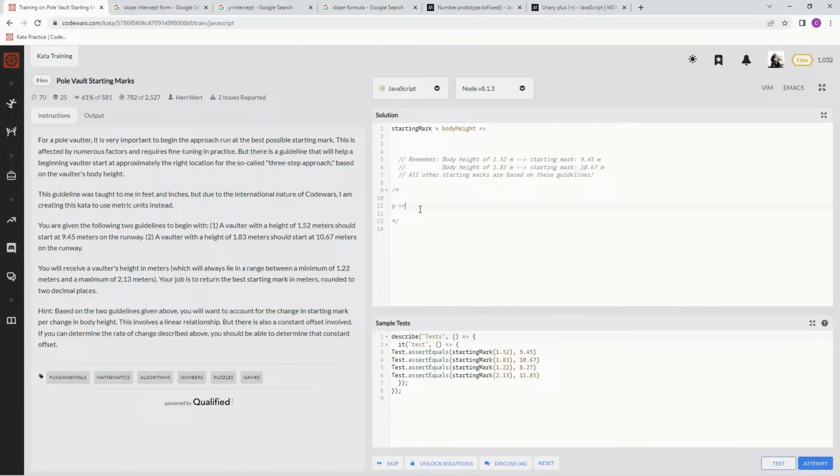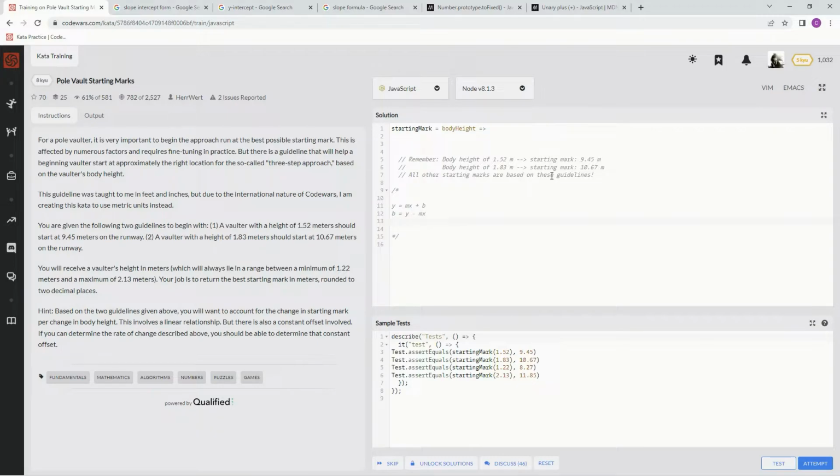Y equals mx plus b. And we're going to need to find this b because we don't have it. So also b equals y minus mx. Because we're going to subtract mx from both sides to leave the b alone. Awesome.